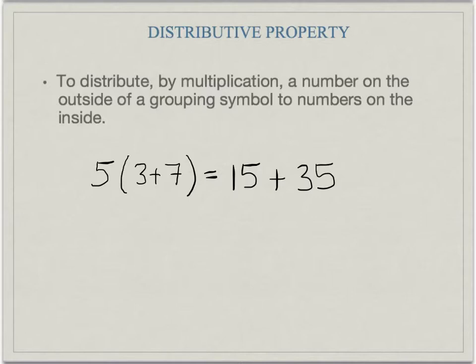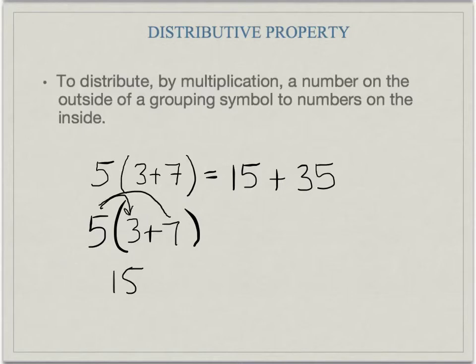If you look at the left-hand side of the equation, you will see that they distributed the 5 to both the 3 and the 7 with multiplication. 5 times 3 is 15. And 5 times 7 is 35, and I'll bring down the sign that separates them, which is a plus sign. So 15 plus 35 equals 15 plus 35. This is the use of the distributive property.